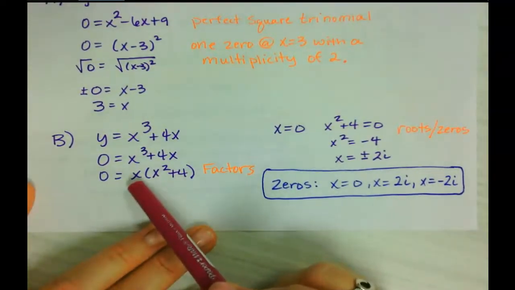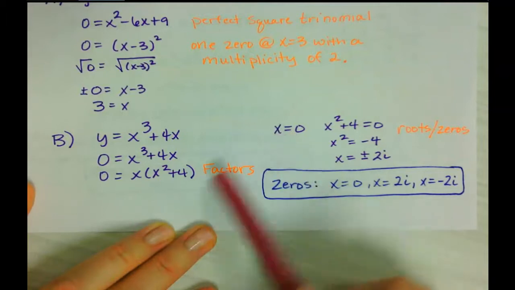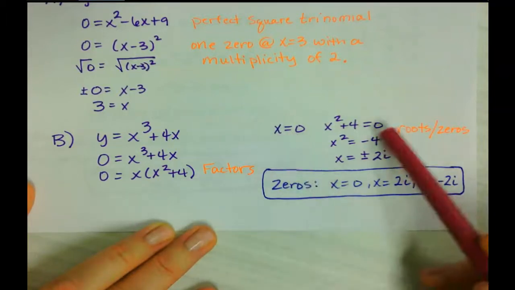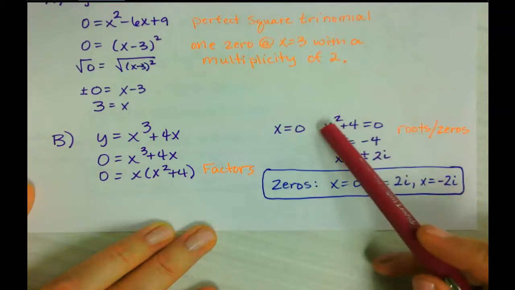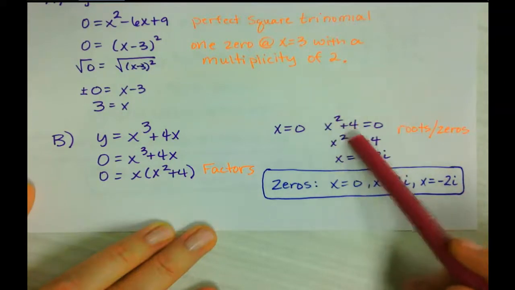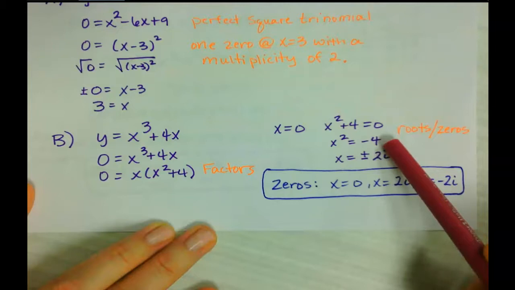So I take x equals 0. That's what you're seeing right here. And then I take x squared plus 4 equal to 0, which is what you're seeing right here. So this is what I need to solve. I need to solve for x. So I move the 4 to the other side, which gives me a negative 4.